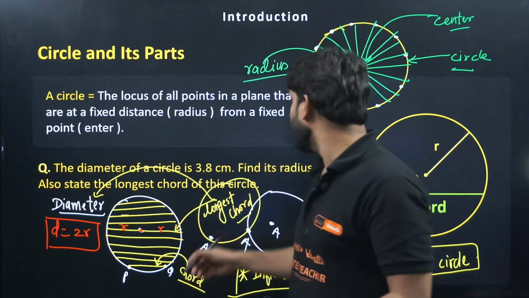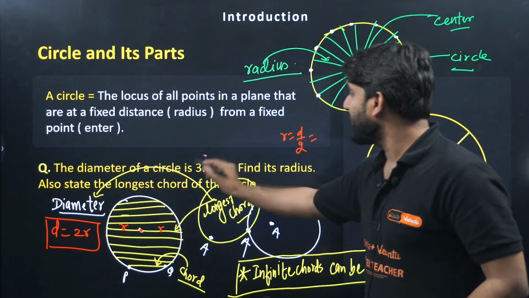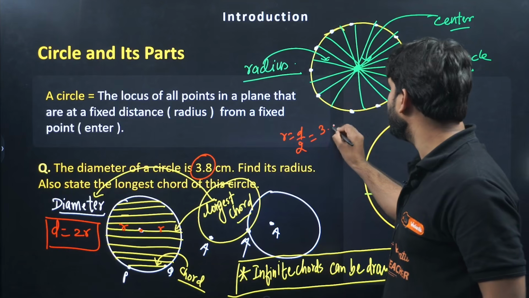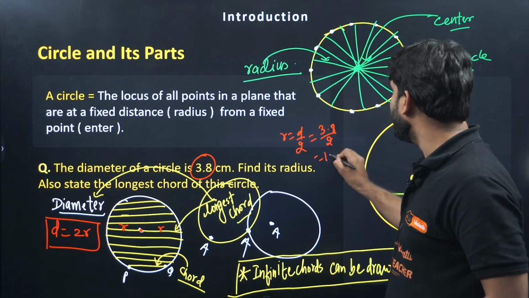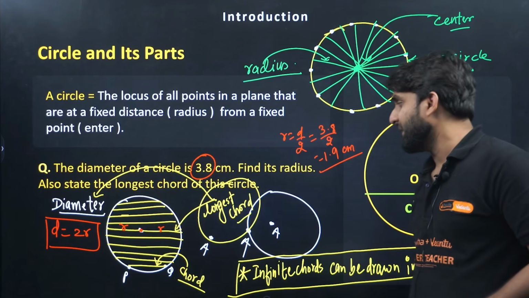If the diameter is already given to you, the radius will be d by 2. The diameter we have is 3.8, so we put 3.8 divided by 2. This will be 1.9 centimeter. The half of 3.8 is equal to 1.9 centimeter.